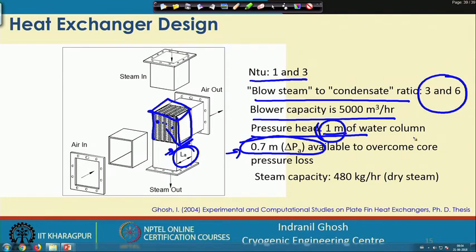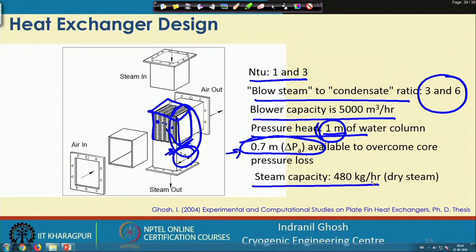So, 70% of the pressure head available with this blower will be allocated for the core pressure drop, and the rest of it will be consumed by the flow straightener, duct, etc.